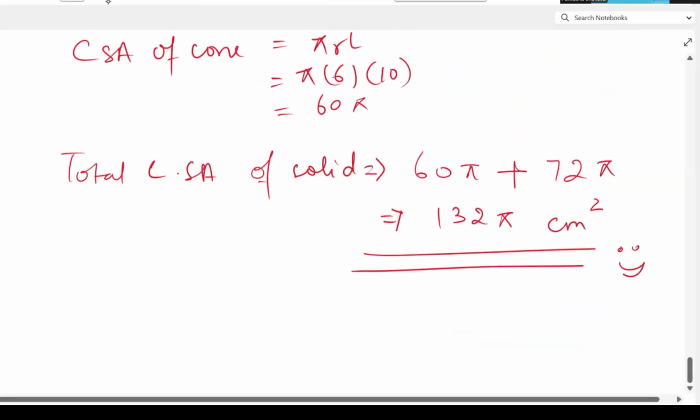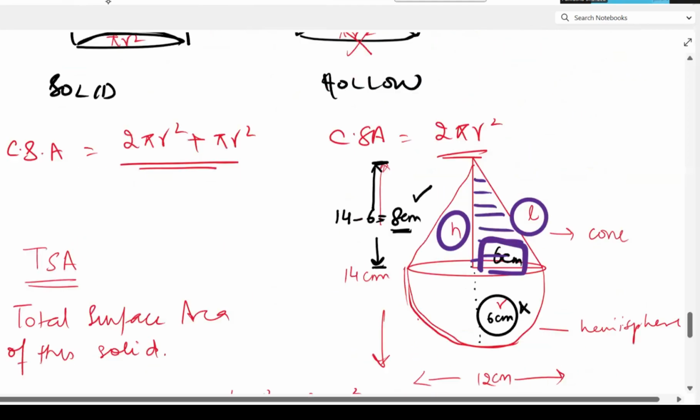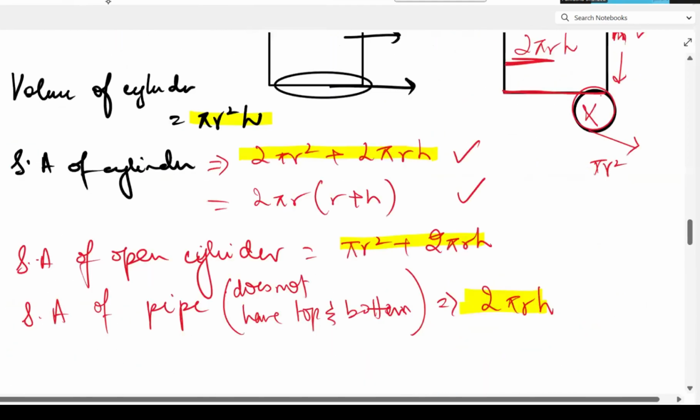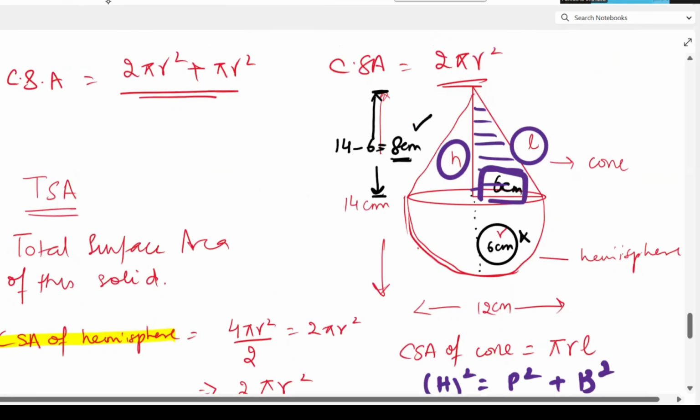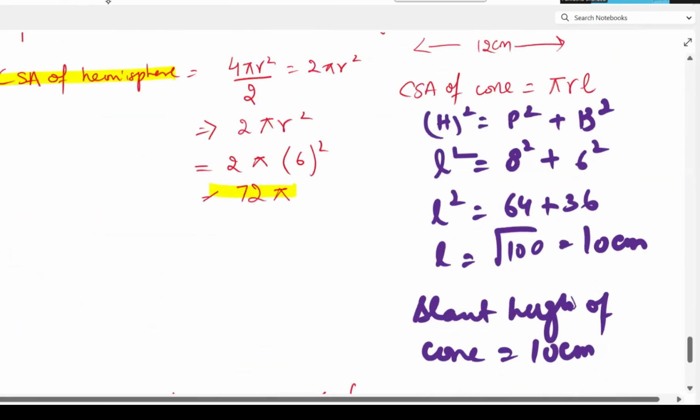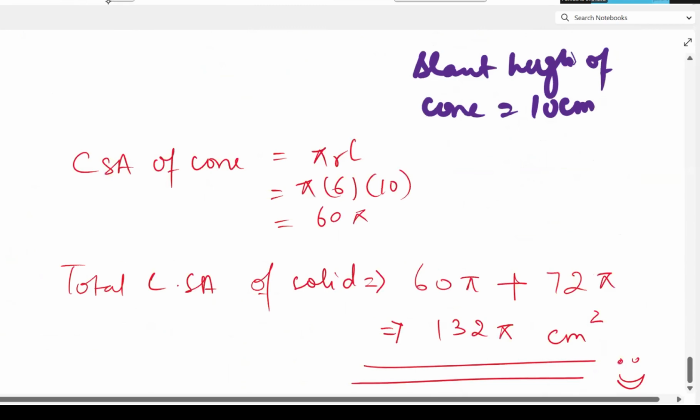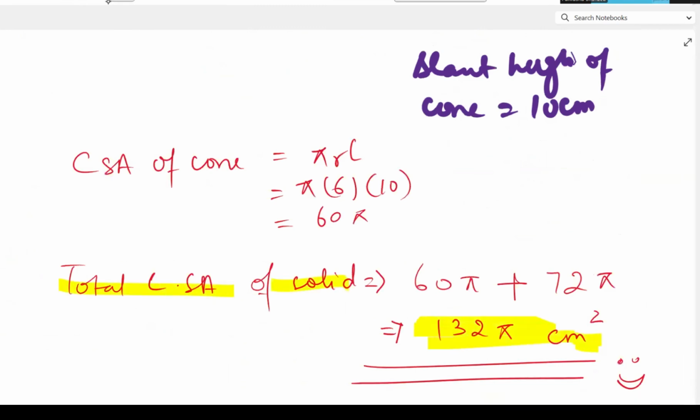Inshallah, in the next video, we'll be discussing more examples, right? So in this way, we can solve a question by dividing it into simple chunks and by analyzing the question carefully. So in this way, we get the total surface area of the solid, that was 132 pi square centimeters.